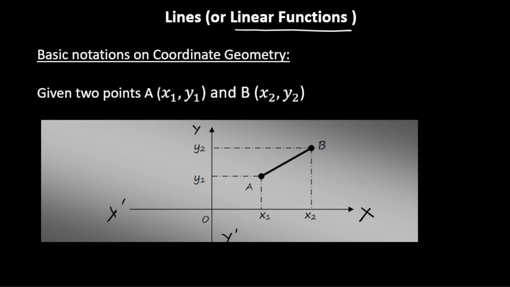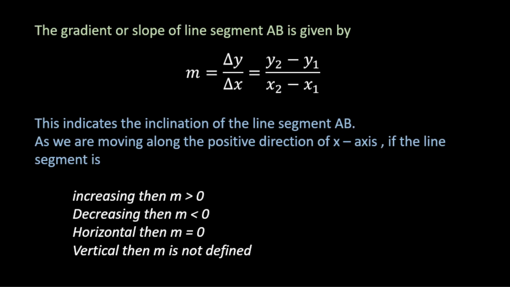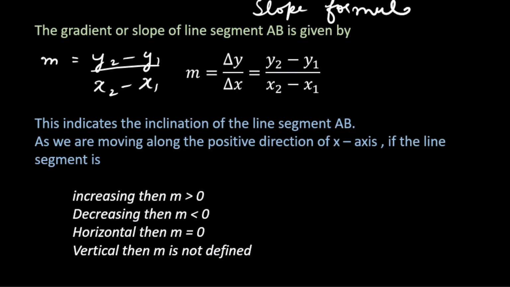If we see point A, the coordinates of point A are x1, y1 and the coordinates of point B are x2, y2. Now we can find the slope of the line segment AB by using the slope formula. The slope formula is given as m is equal to y2 minus y1 by x2 minus x1. This is the slope formula. Slope we write with a small m.